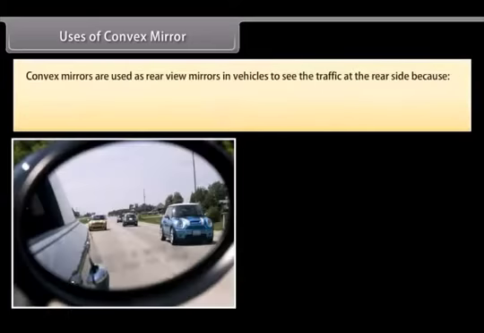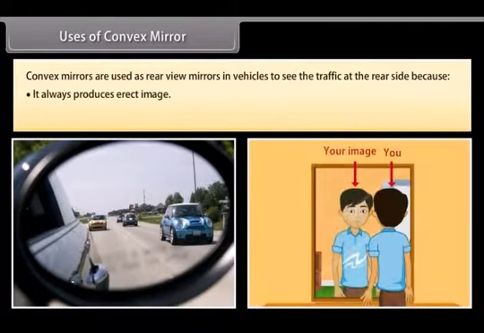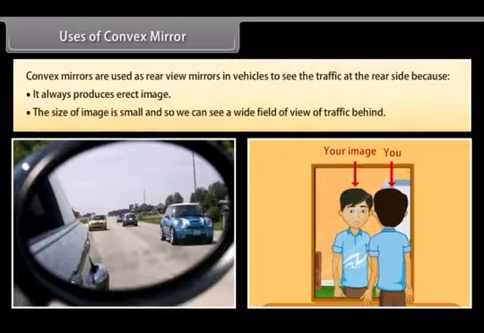Uses of convex mirror. Convex mirrors are used as rear view mirrors in vehicles to see the traffic at the rear side because they always produce an erect image. The size of the image is small, so we can see a wide field of view of traffic behind.